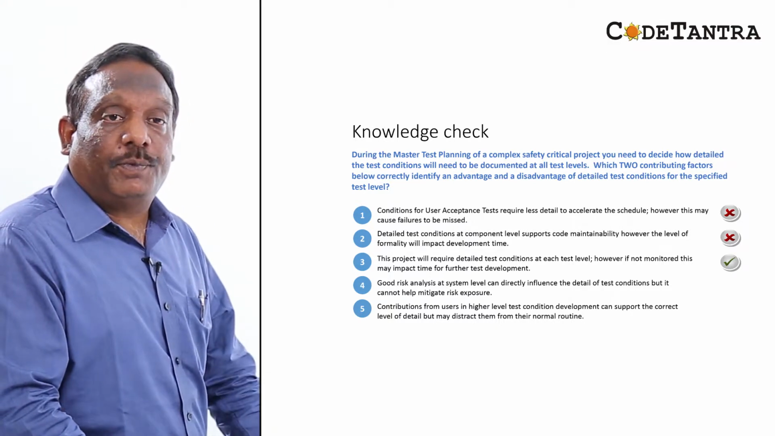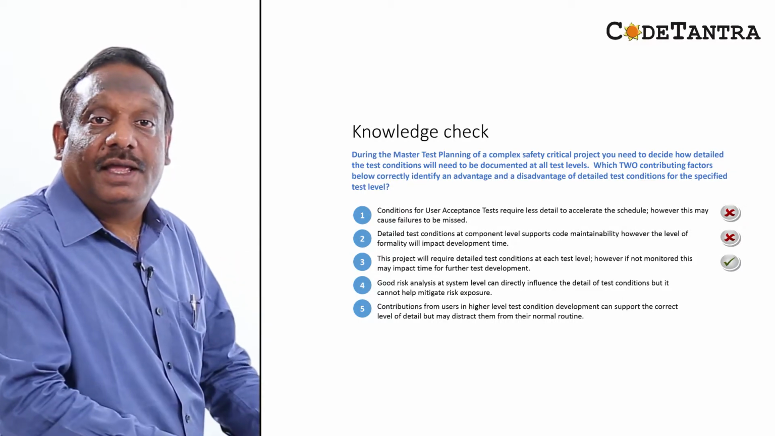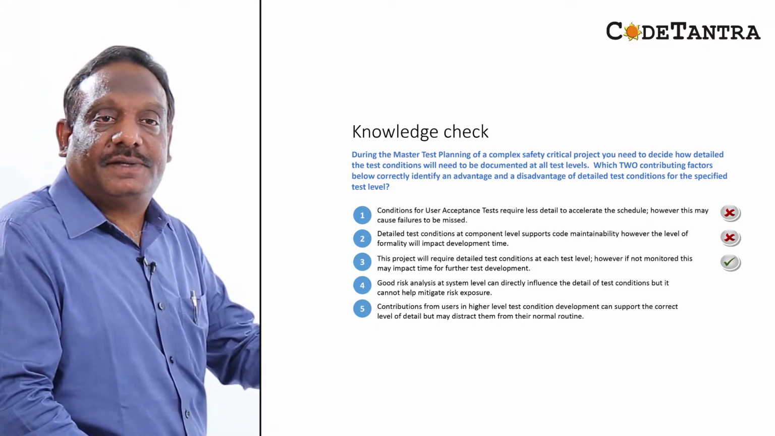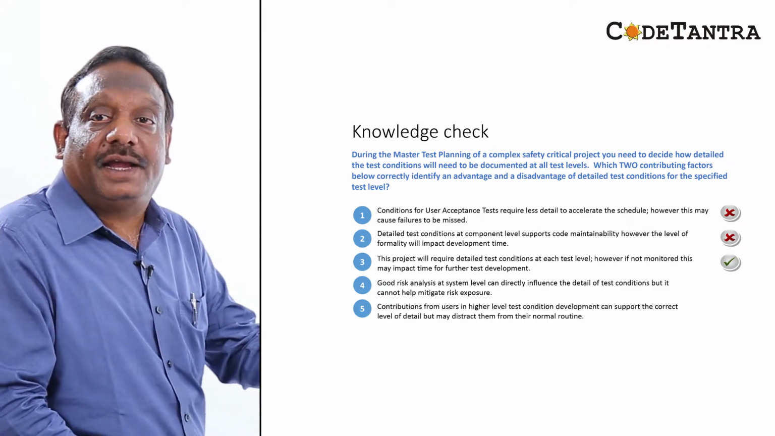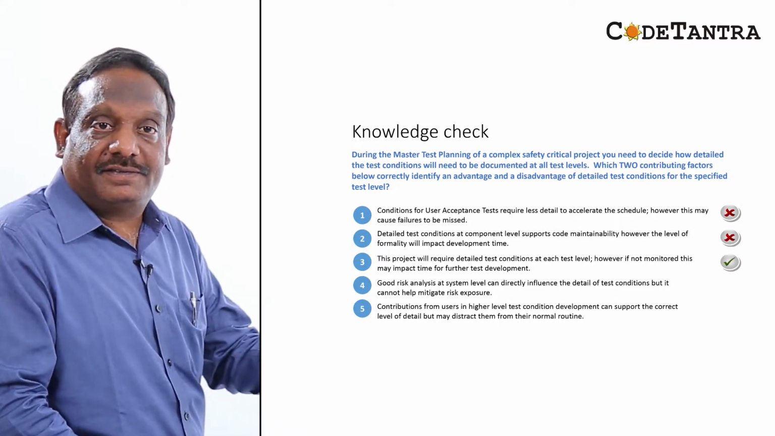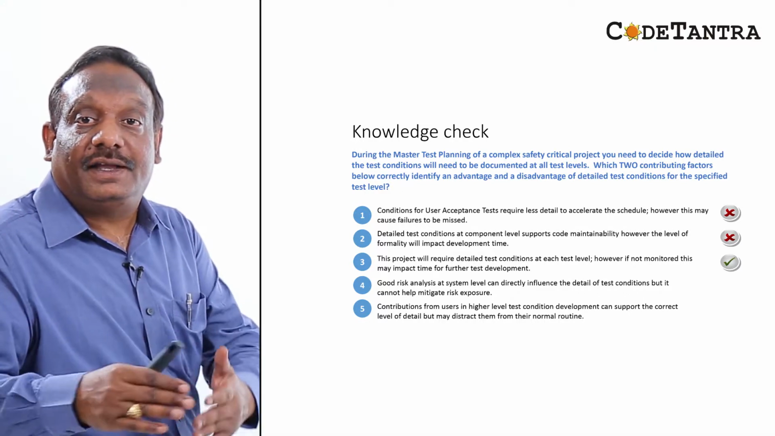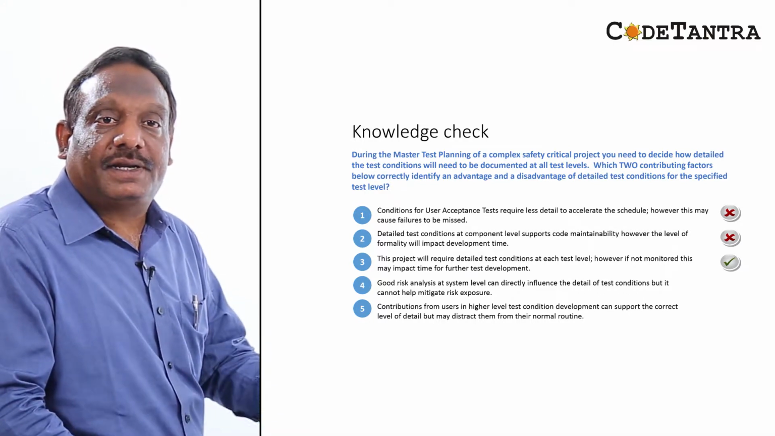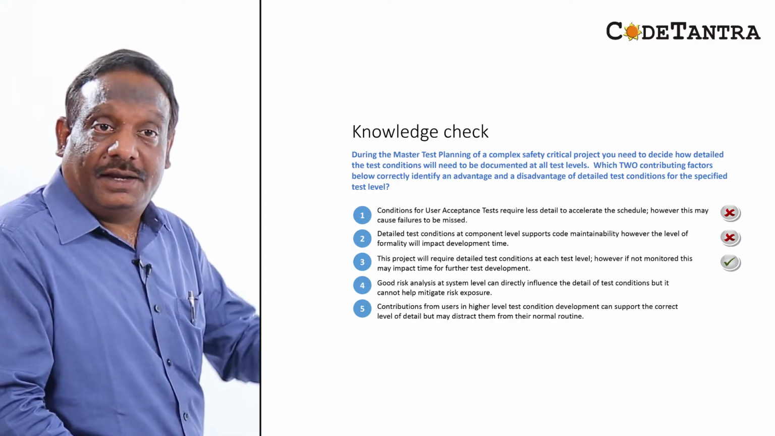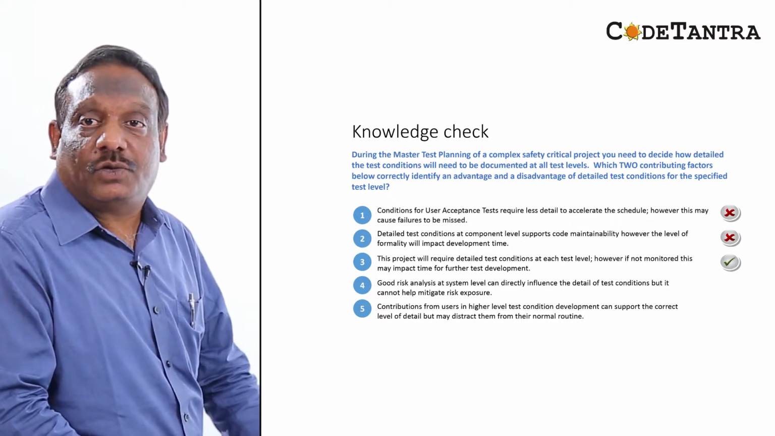Then the fourth point is good risk analysis at system level can directly influence the detail of test conditions, but it cannot help mitigate risk exposure. Good risk analysis at system level can directly influence the detail of test conditions, but it cannot help mitigate the risk exposure. So again, the first part is okay, but the second part is absolutely not okay. So it is not a right statement.